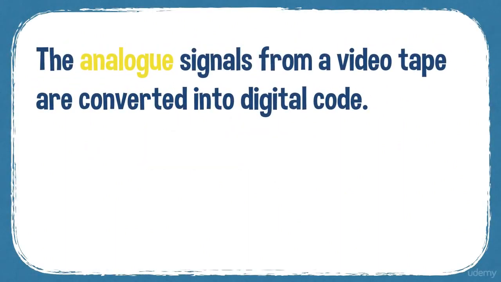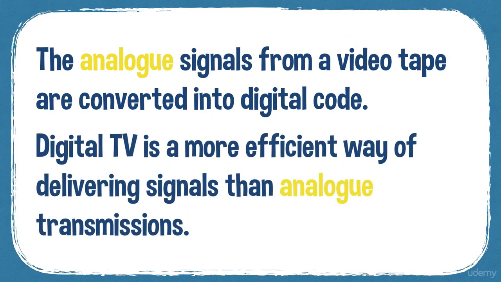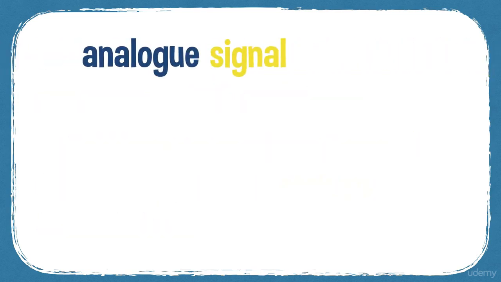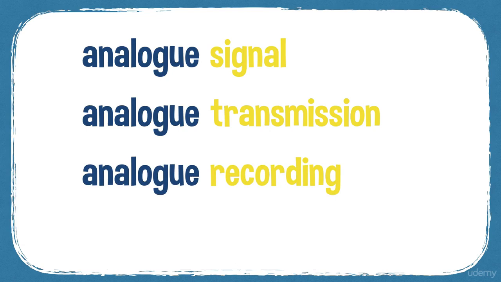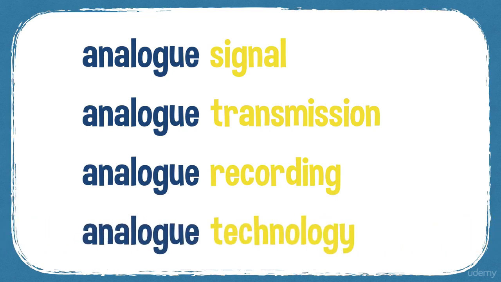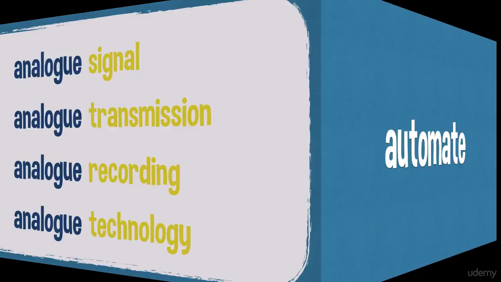So, for example, the analog signals from a videotape are converted into digital code. Digital TV is a more efficient way of delivering signals than analog transmissions. I'm old enough to remember when we had only analog transmissions for the TV channels. So you have analog signal, analog transmission, analog recording, analog technology. It's a very specialised word, so there are no synonyms for the word here.